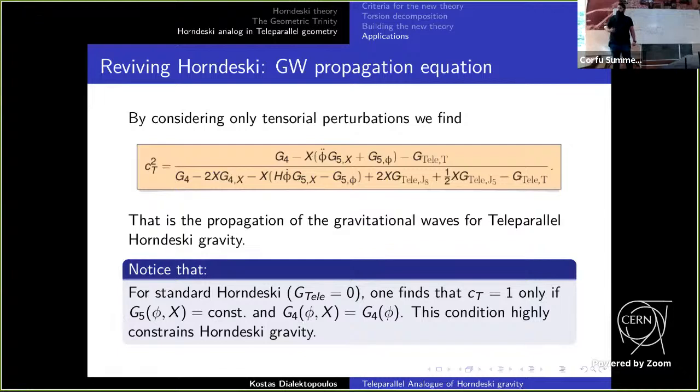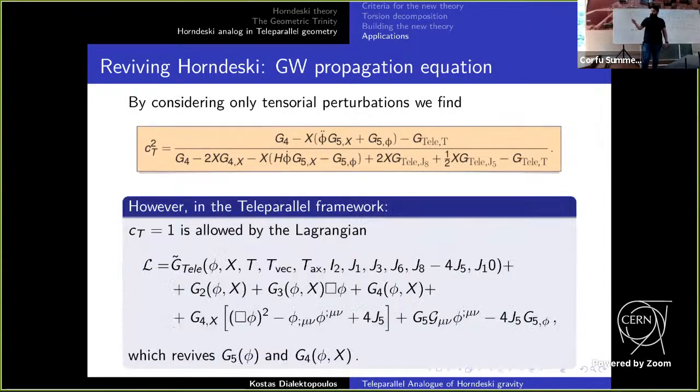The propagation of the gravitational waves in this theory is given by this formula. And I remind you that in the standard Horndeski gravity, of course, we can derive it from this formula as well. If we set G tele to be 0, we end up with the Horndeski limit, the speed of gravitational waves in Horndeski gravity. And we see here that there are some terms of G5 and G4 that survive.